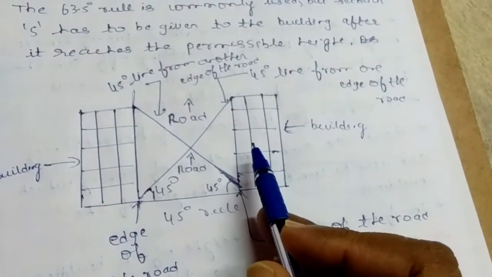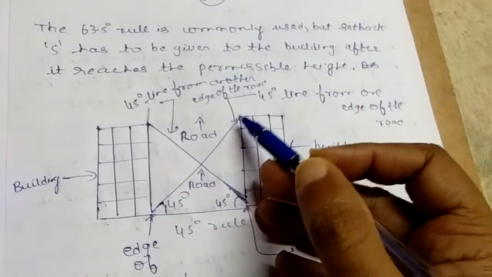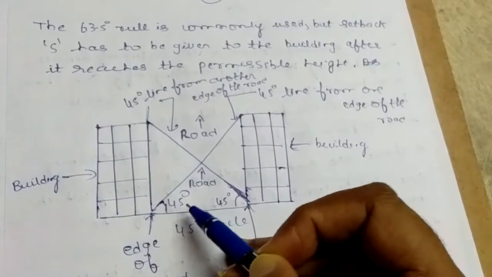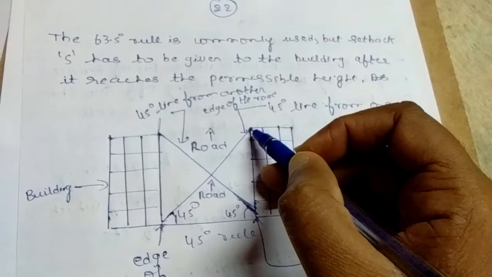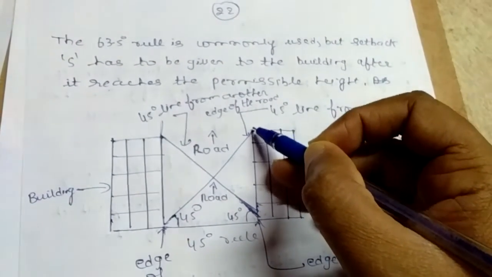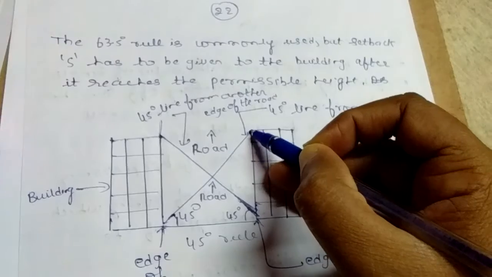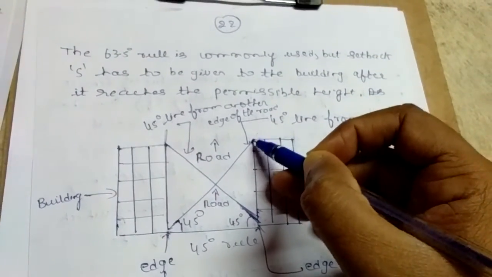Similarly, for this building, take this edge of the road and draw a 45-degree line with respect to the horizontal. So this line is going in this manner and touching the height of the building. Similarly, this height of the building should not cross this line, okay? If this line is continued, the height of the building should not cross this line.